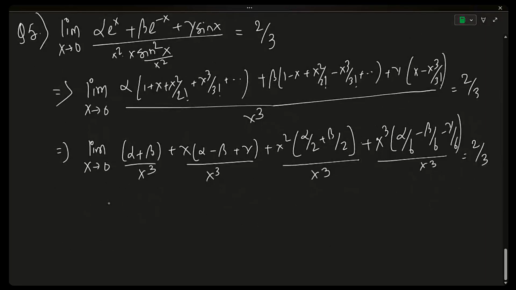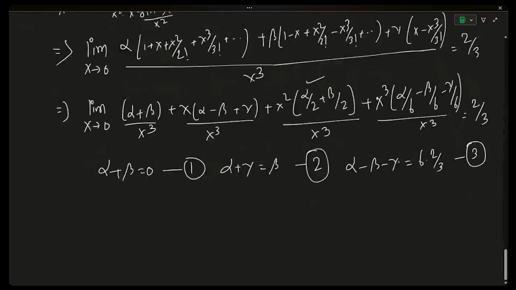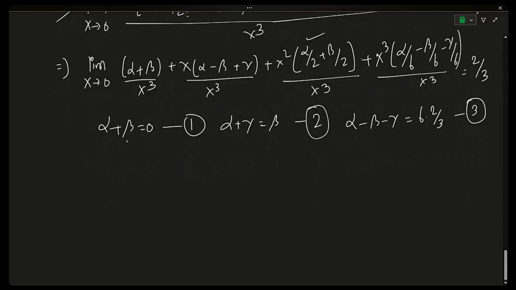Okay, so obviously alpha plus beta is 0. This also applies here. This is number 1. Alpha plus gamma is beta, number 2. And number 3 is alpha minus beta minus gamma by 6 is equal to 2 by 3. So this is equal to 6 into 2 by 3. This is number 3, because that is actually the value of the limit. Okay, so from the first we get the value of beta as minus alpha.